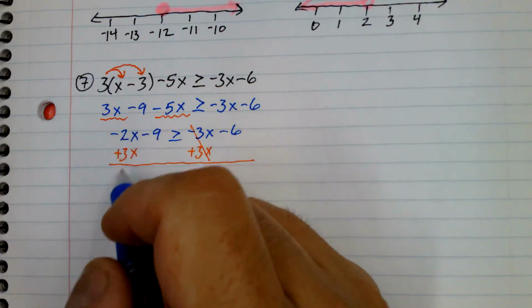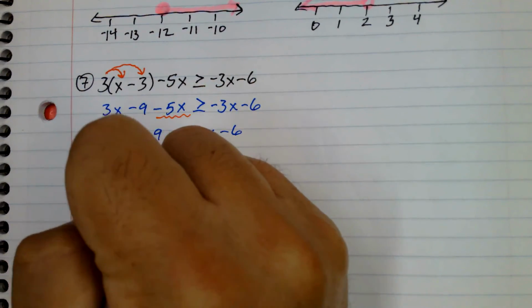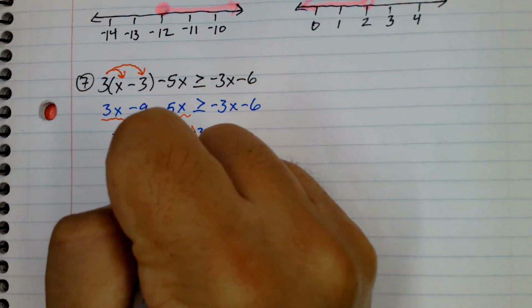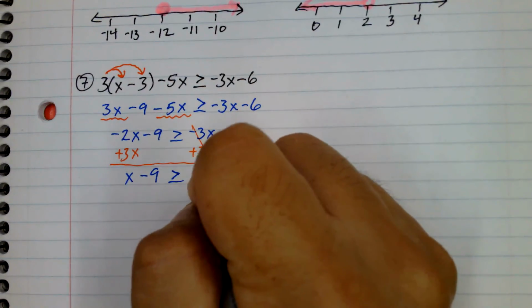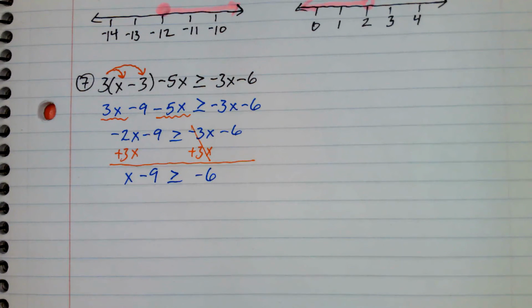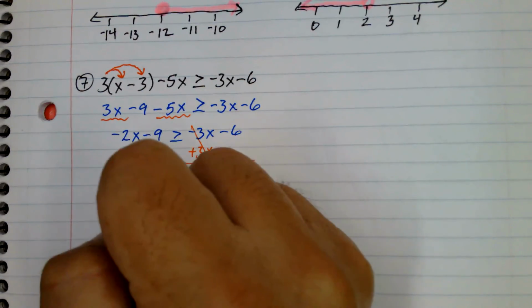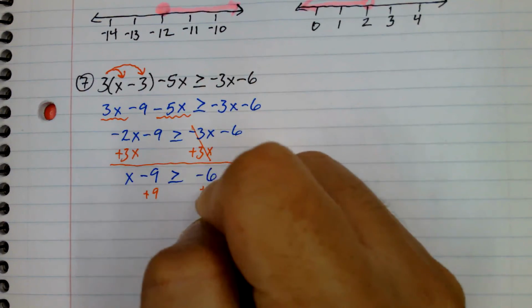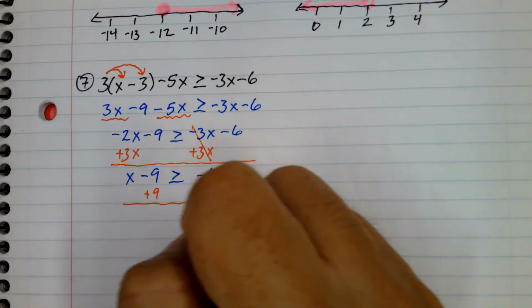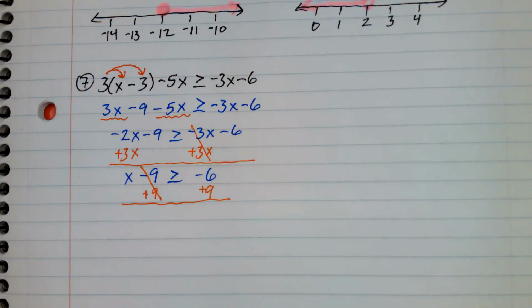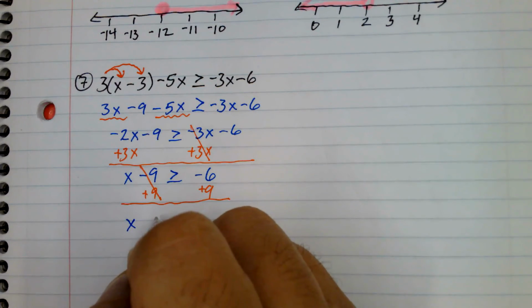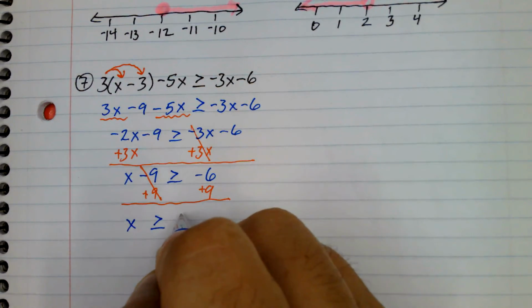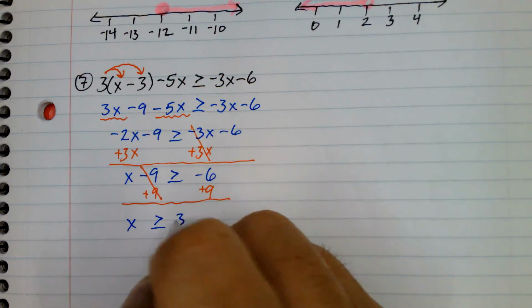Because look, negative 2 and positive 3 is 1x, or just x, minus 9 is greater than or equal to negative 6. So now I just have to get rid of this minus 9. Negative 6 and 9 is 3.